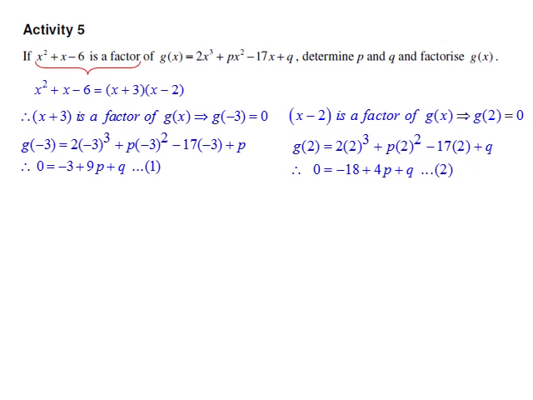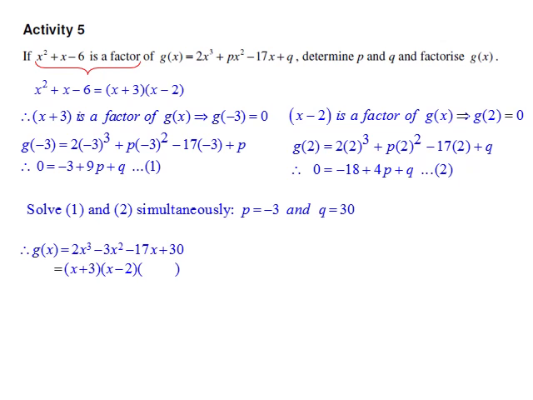So again, if x plus 3 is a factor of g(x), then g of minus 3 is 0. If x minus 2 is a factor of g(x), then g of 2 is 0. And we have two equations that we can solve simultaneously to give us that p is minus 3 and q is 30. Now we still have to factorize g of x.